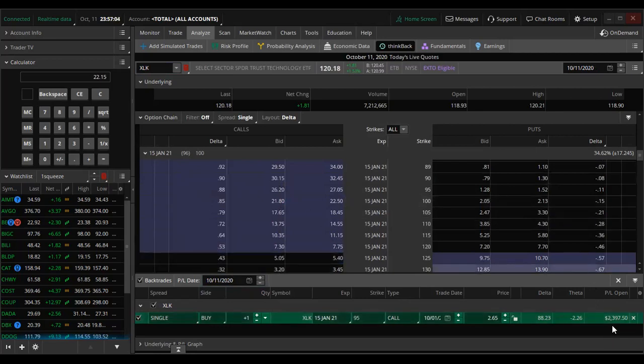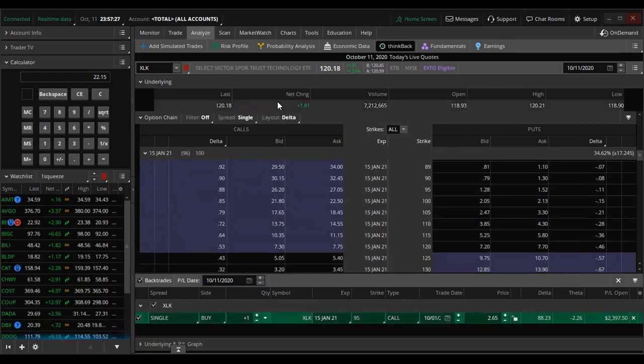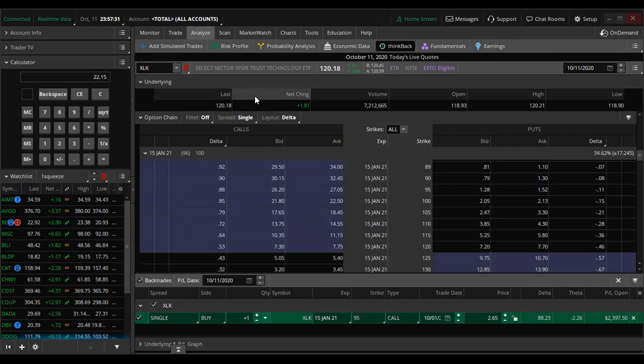And right here it says that you would have made $2,397 off of a $265 investment. Now, it's not the extreme that the Shopify did, but you have to understand that the Shopify stock went all the way to 1,000. So that's the difference between those two.